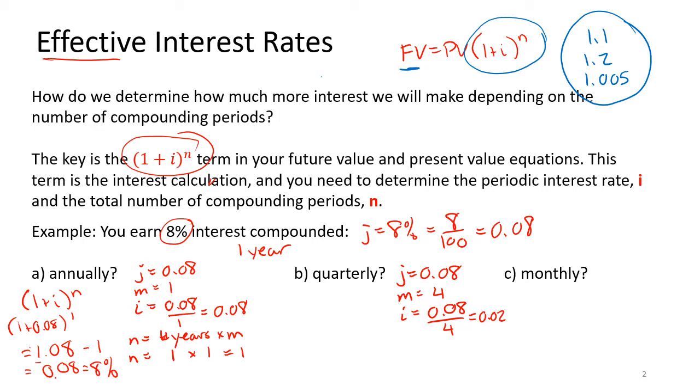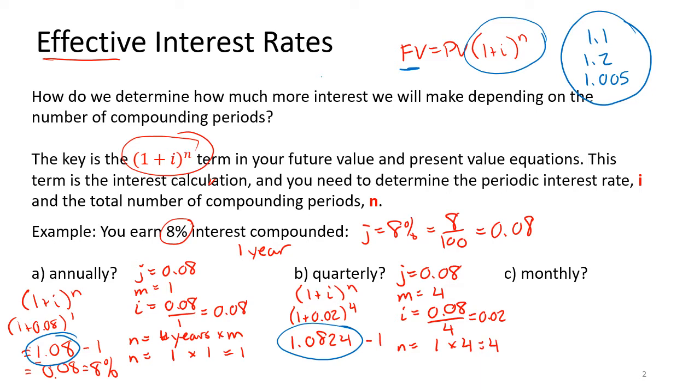Your total number of compounding periods, N, is equal to 1 year multiplied by 4 compounding periods per year, which is 4. So if you substitute them into the equation 1 plus i to the exponent n, you get 1 plus 0.02 to the exponent 4. If you calculate that out, you get 1.0824. So you can see here, this was 1.08, this is 1.0824.